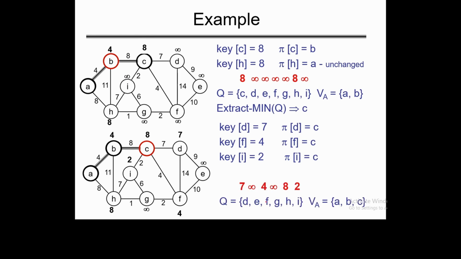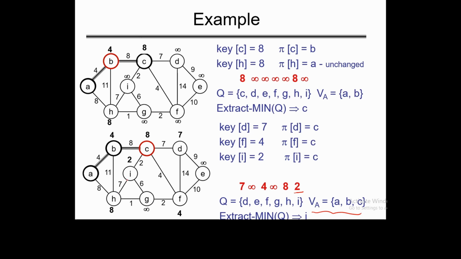Like the key of D is 7, the key of F is 4, the key of H is 8, and the key of I is 2. Now which one? And this is the scenario of the vertices in the vertex set. So now a node will be extracted from this particular queue with the minimum key, that is 2. So I will be extracted from here, and the neighbor nodes of I, or we can say adjacent nodes of I, which are not in this vertex set, their keys will be modified if the condition is satisfied.